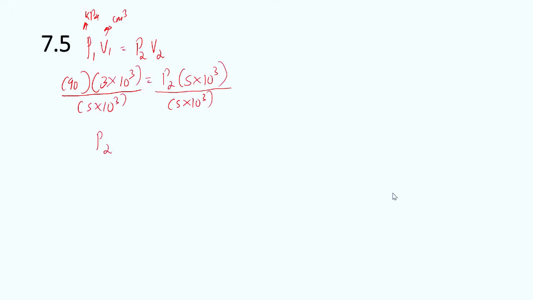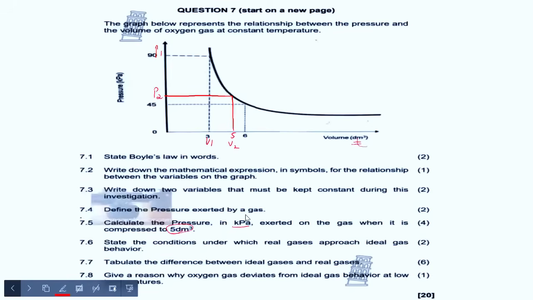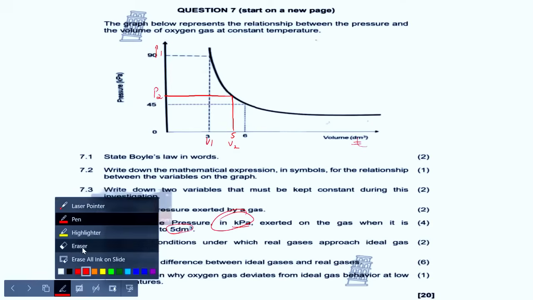So we have 90 multiplied by 3 times 10 to the exponent of 3, over 5 times 10 to the exponent of negative 3. That will give us a pressure of 54 kilopascals. So yes, we were required to calculate it in kilopascals, right? Now, if we had to calculate using these other values, let's erase here and let me show you how you do that.